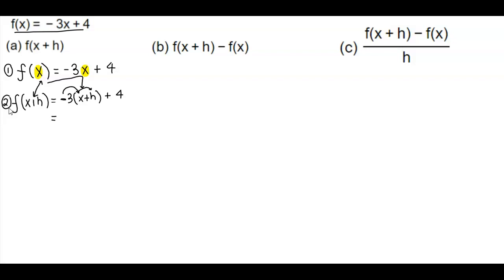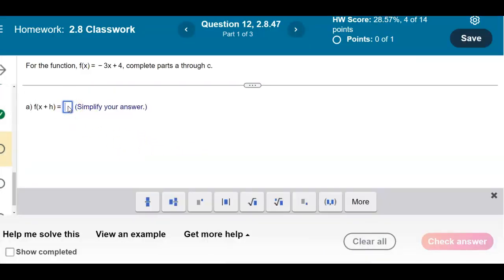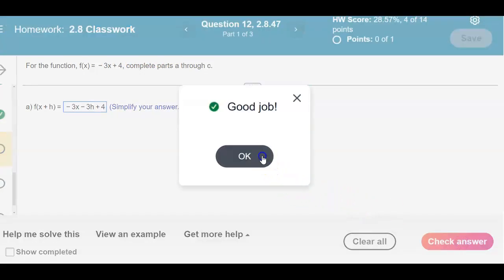So negative 3 times x is negative 3x. Negative 3 times h is negative 3h. And then that's plus 4. And therefore that's going to represent f of x plus h. So let's go ahead and put that in as a result. We have negative 3x minus 3h, and then plus 4. Let's check our answer, and there's our result.